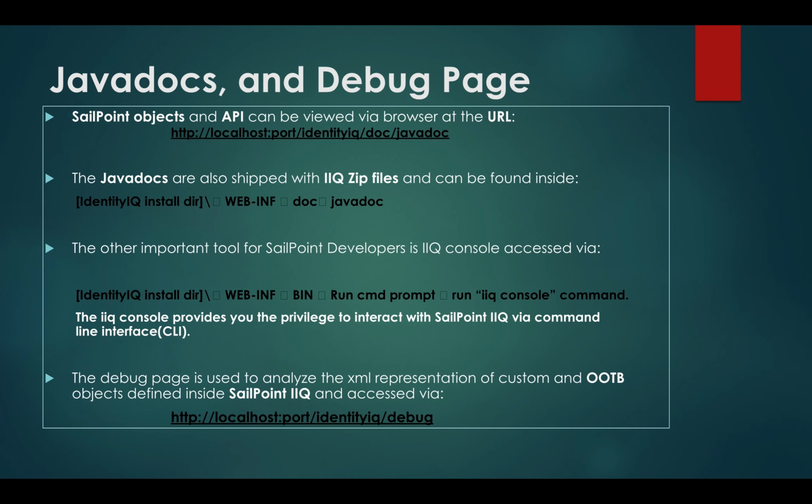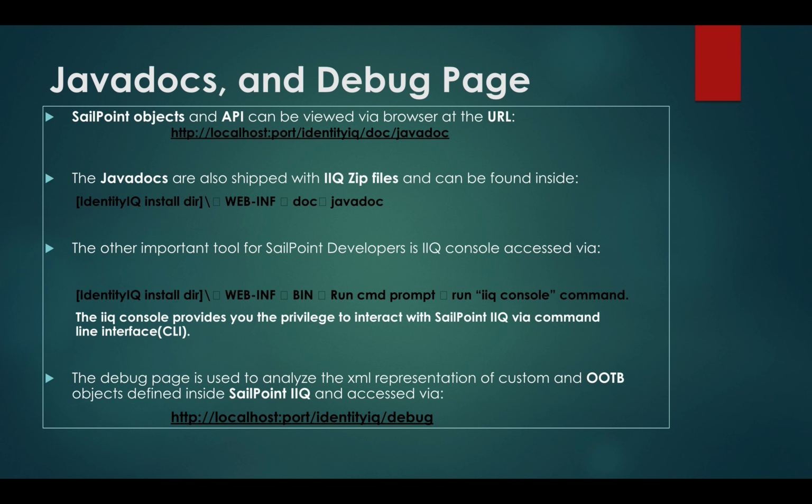So these are the four important links that a SailPoint developer requires in order to access the Javadocs, the IIQ console, as well as the debug page. We can find all the SailPoint IdentityIQ objects, interfaces, classes, packages, and methods related to an object at the link http://localhost:port/IdentityIQ/doc/Javadocs. So this is the URL. Similarly, we can also find the Javadoc inside WEB-INF/doc/Javadoc.